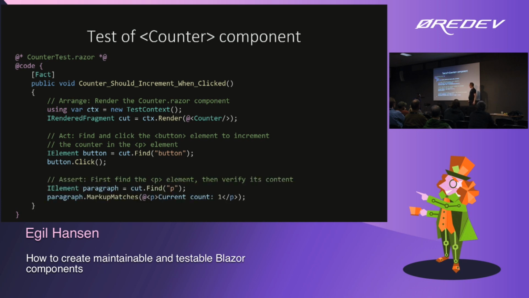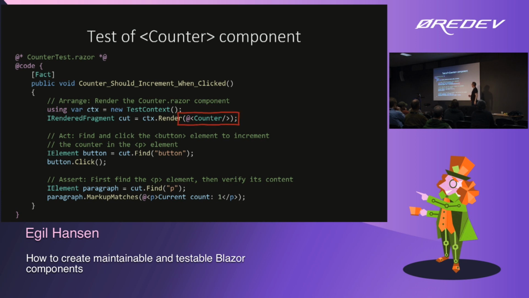And once we've done that, we can write our assertion. Our assertion will be to find the paragraph element, and then use a special assertion method in bUnit called MarkupMatches that will verify that the paragraph has markup equal to what we see here. That is, that the current count is now 1 instead. So this looks very much like a regular unit test. The only thing that is slightly different is that we are going through and accessing the component through the test context and the rendered fragment we get out of that.